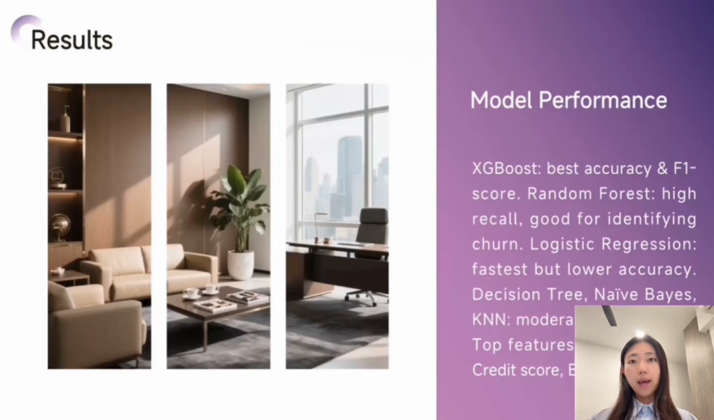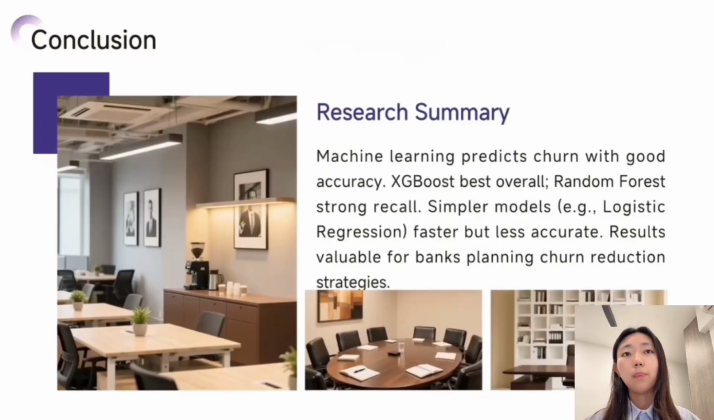I also looked at feature importance. In random forest and XGBoost, the most important features for prediction were credit score, balance, and tenure.